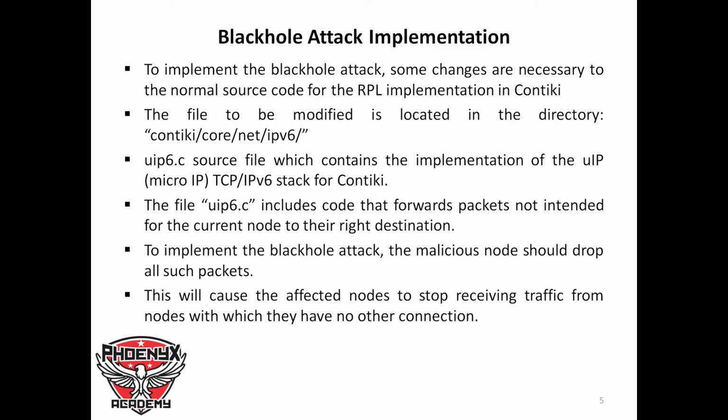So the file uip6.c includes code that forwards packets not intended for the current node to their destination. So it is the file that contains the code that makes a node relay packets for other nodes that have selected it as their parent. So to implement the black hole attack, the malicious node should drop all such packets, and this will cause the affected nodes to stop receiving traffic from nodes with which they have no other connection.